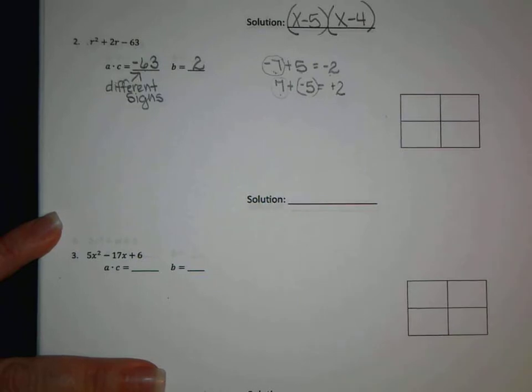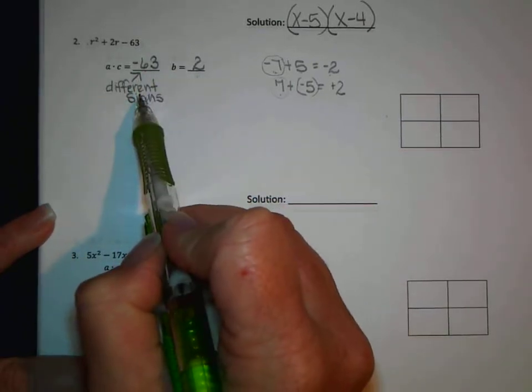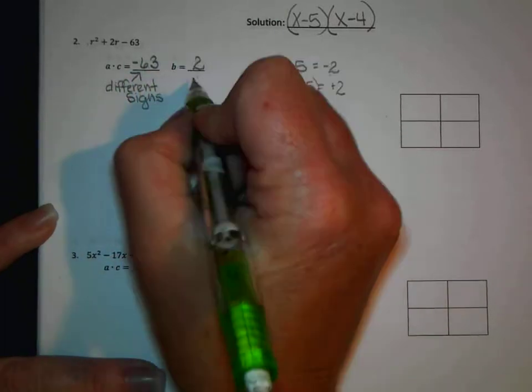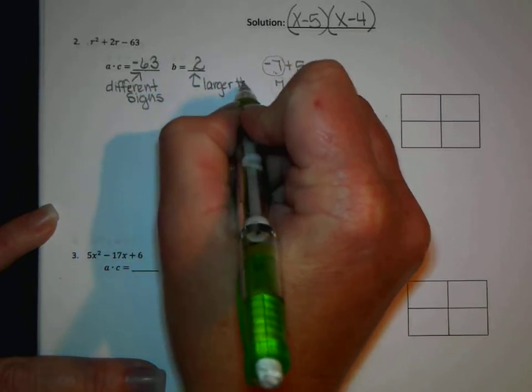So back to this question right here. When you're trying to figure out two numbers that multiply together to get a negative 63, but add together to get a positive 2, that means that the larger number is positive.